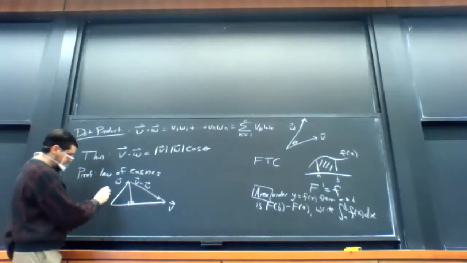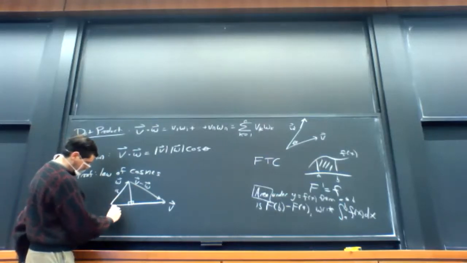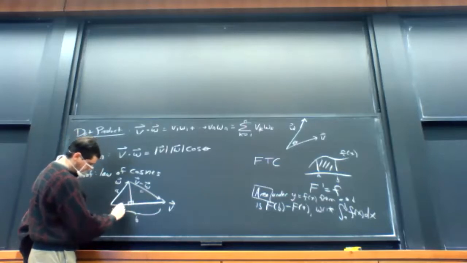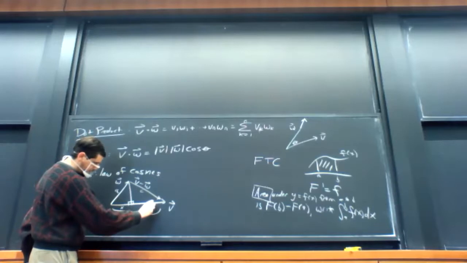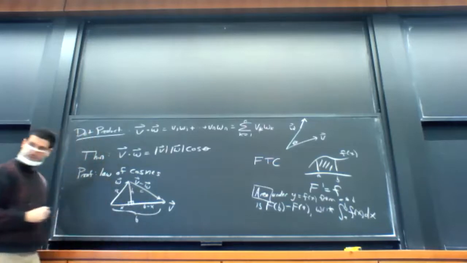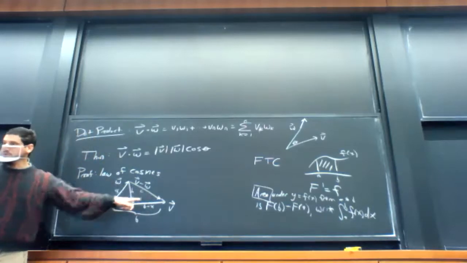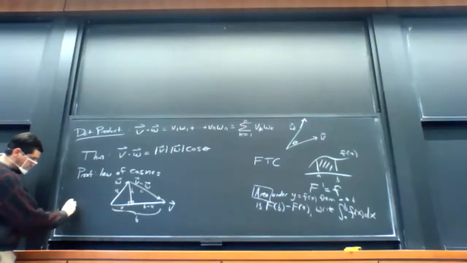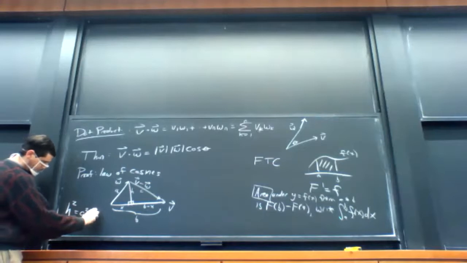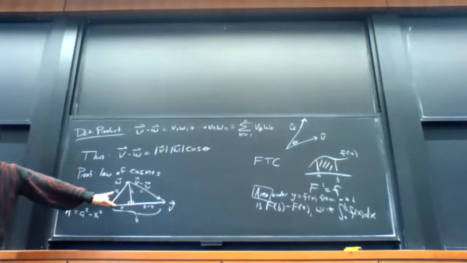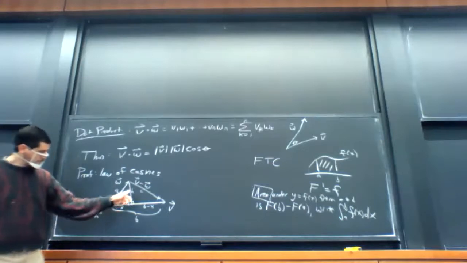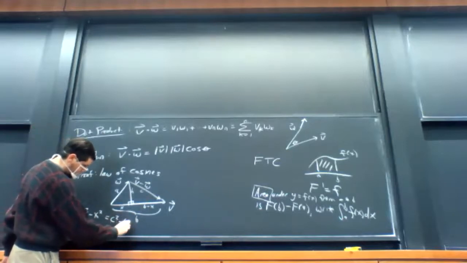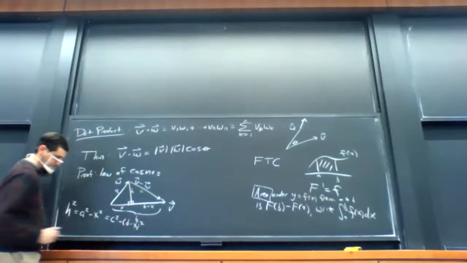And so if I call this length A, and this whole length B, if I call this C, if I call this X, if I call this B minus X, if I call this H, I have two different right triangles that involve H. So I get H squared is A squared minus X squared from this triangle. And I also get H squared is C squared minus (B minus X) squared.